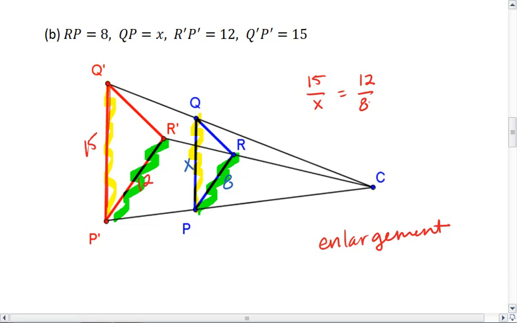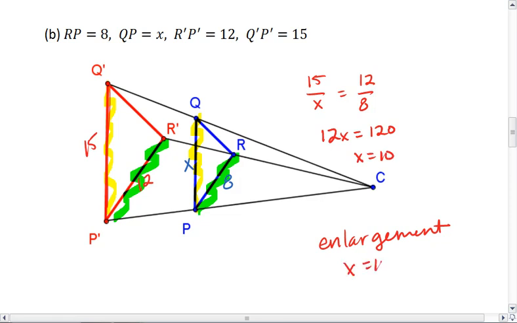There's a number of different ways you could solve this. Probably most straightforward is to cross multiply. You get 12 times X equals 15 times 8, which is 120. Divide both sides by 12, you get X equals 10.